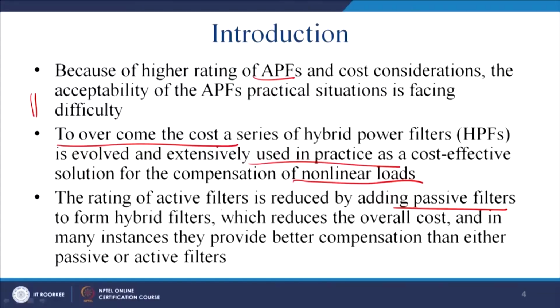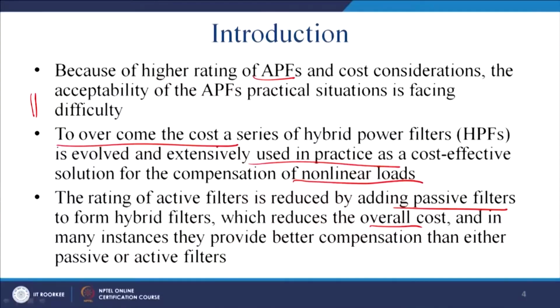So, the rating of the active filter reduces, that is one of the reasons, because it is not burdened with the reactive power maybe, and also not burdened with the dominating harmonic. By adding the passive filters to form the hybrid filter, the overall cost reduces, and in many instances, and this is the instance I talked about right now, they provide better compensation than the individual active and passive filters.